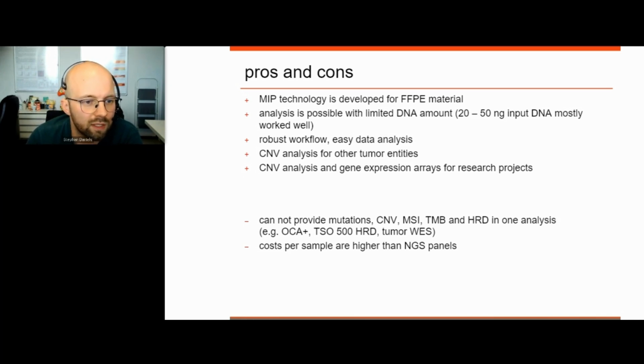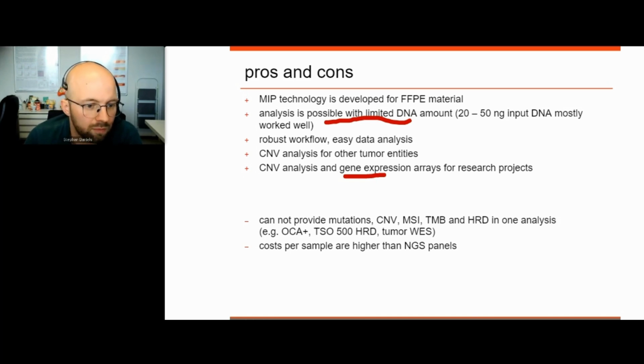You have an easy data analysis. You can use very low, very limited DNA input amounts. You can perform copy number analysis also for other tumor entities, and it is also possible to perform gene expression experiments on the array platform for research projects too.